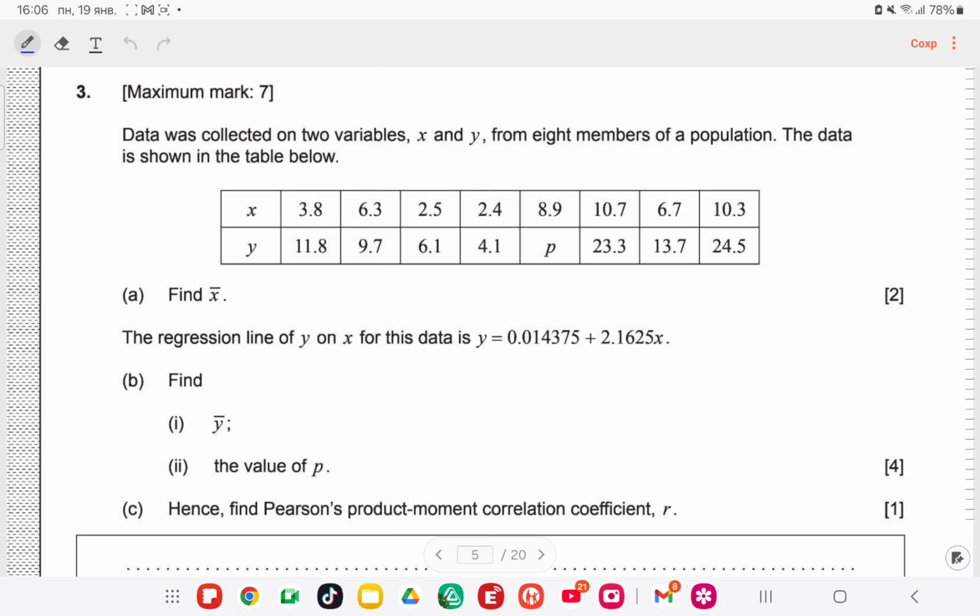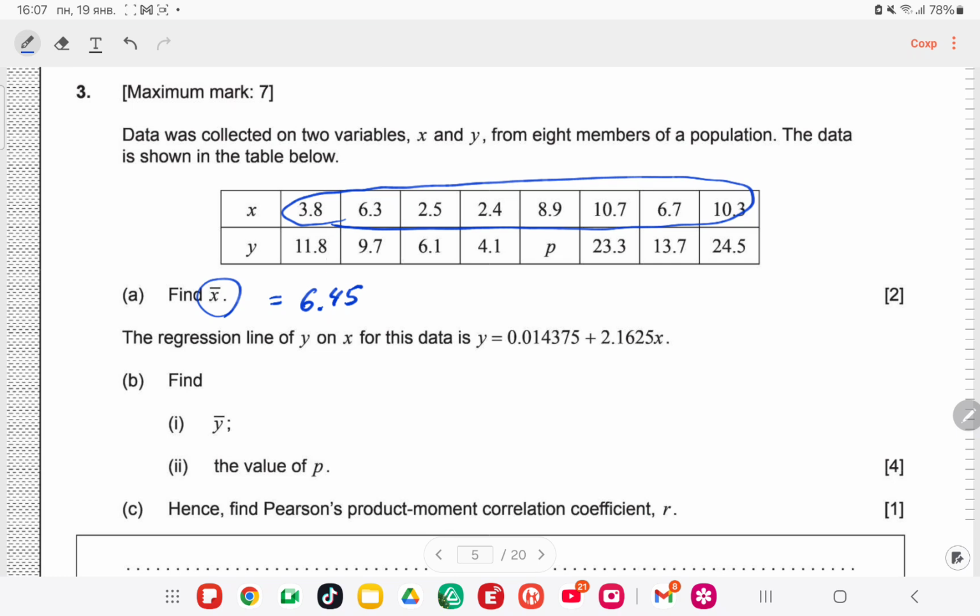Given data collected on two variables x and y from 8 members of a population, the data is shown in the table below. Find mean x. Since we have a calculator, we can straightforwardly type all this data inside List 1, for example in a TI, TI-Nspire, Casio, HP calculator, and so on. It doesn't matter. You know how to find the mean x, so you can quickly find the value of x bar. Using your calculator, we will obtain the value of 6.45.